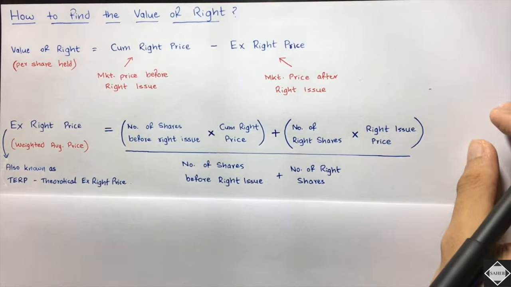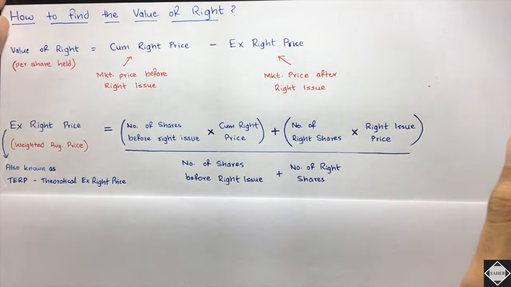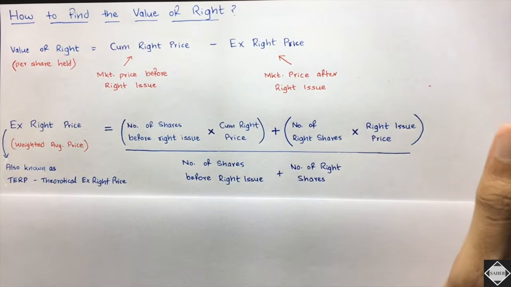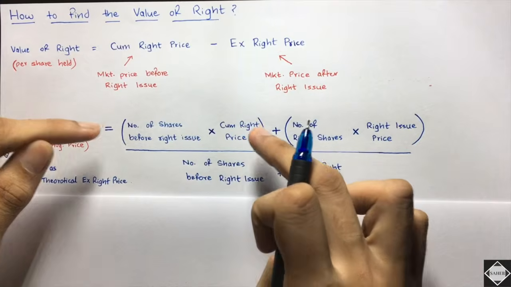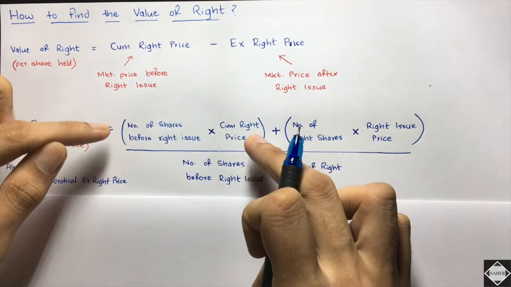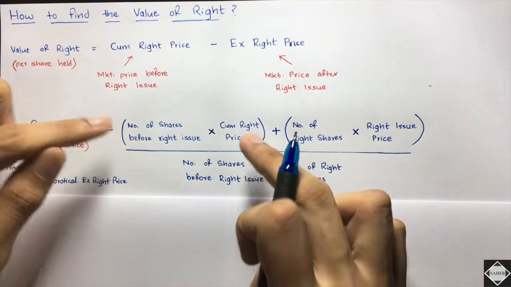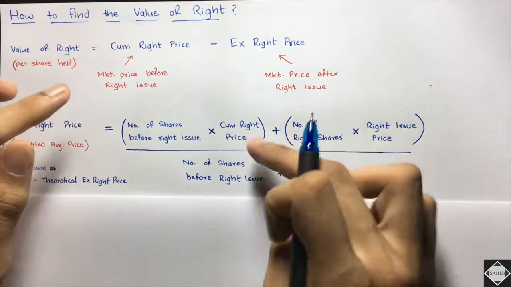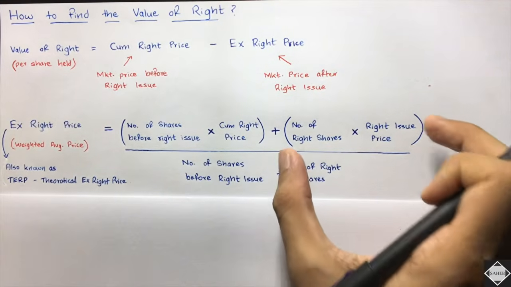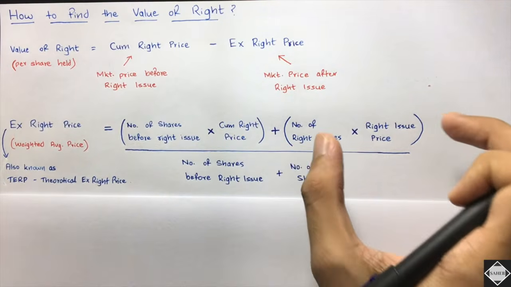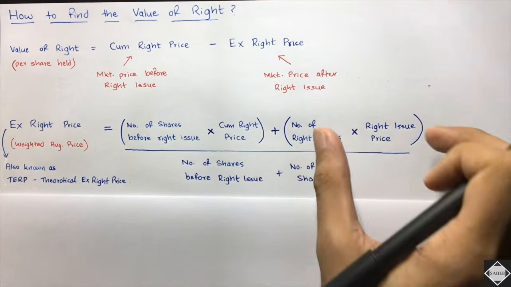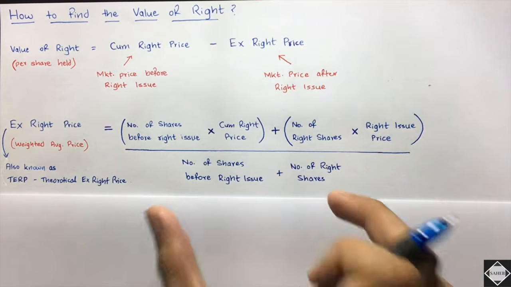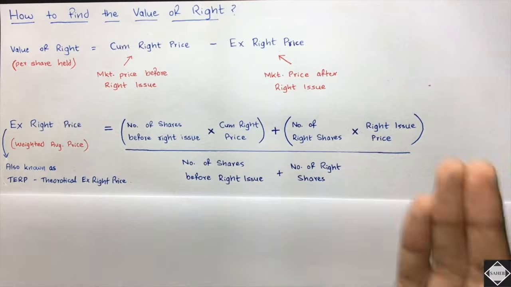Fine. So what is happening in this formula? Let me broadly explain. This is the market capitalization before the right issue. Then you add the cash flow generated from the right issue. And then you divide by the total number of shares after the right issue.